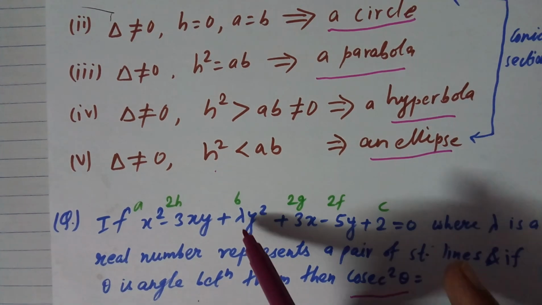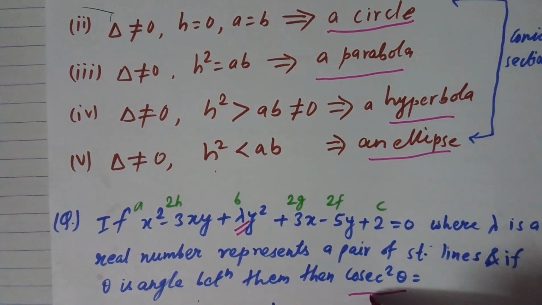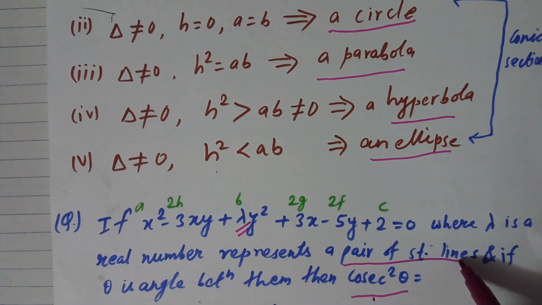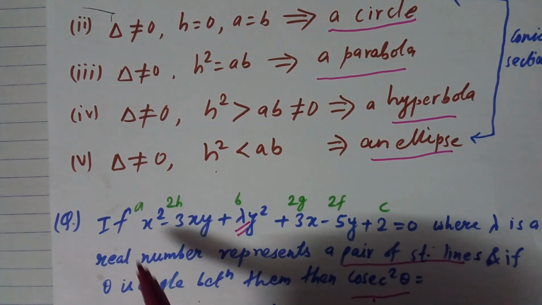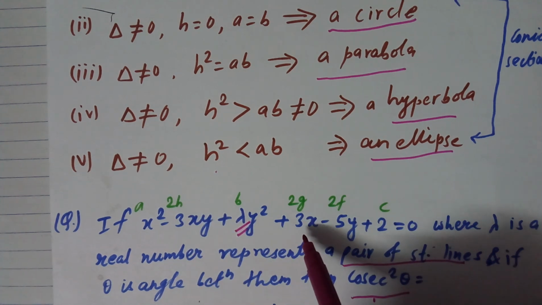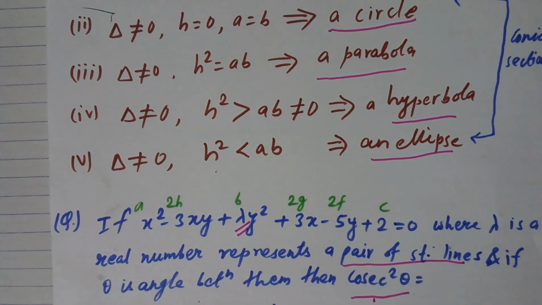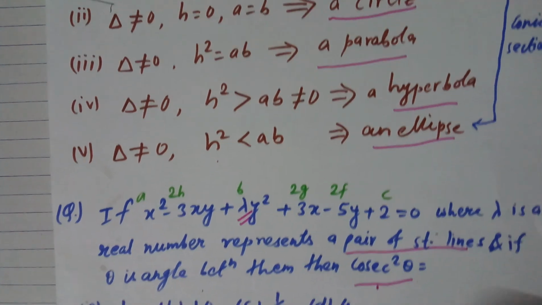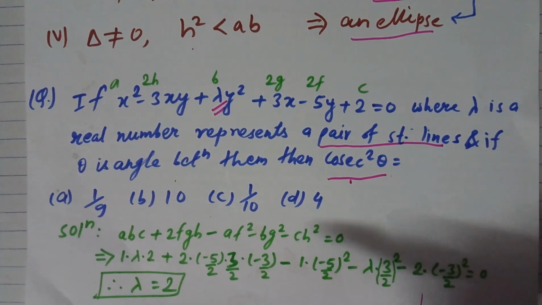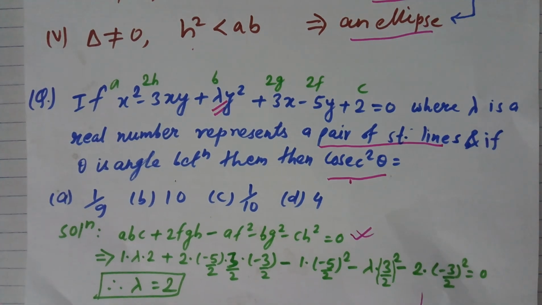You can see we need to know lambda, and only then can we find cosec square theta. For lambda, since it represents a pair of straight lines, we can compare this equation with ax square plus 2hxy plus by square plus 2gx plus 2fy plus c equals to 0. Then we can substitute in our formula: abc plus 2fgh minus af square minus bg square minus ch square equals to 0. This condition must be satisfied.